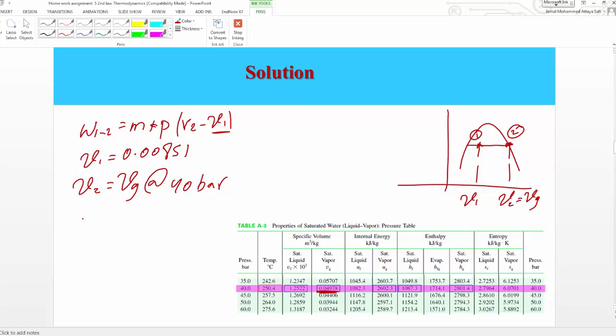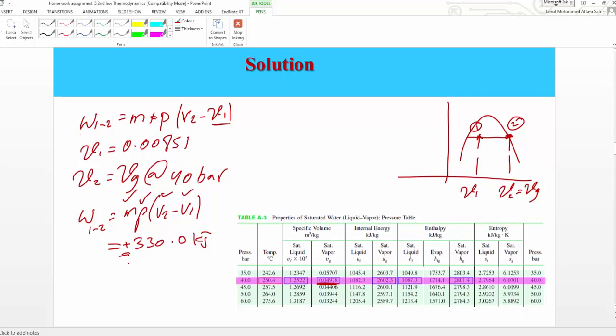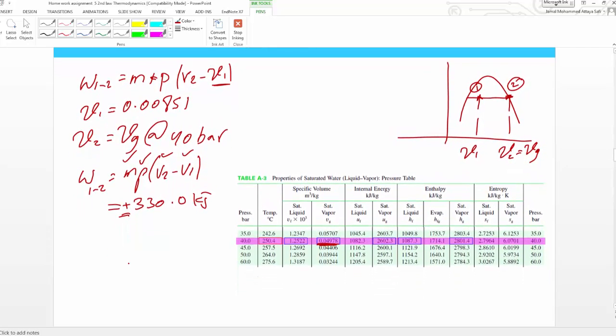And now I know that work from 1 to 2 is m P (V2 minus V1). P I know it's 40 bar, which is 4,000 kilopascal. I also know that this is 2 kilogram, and I know V2 and V1. If you put all the numbers here, you will get work from 1 to 2 is 330 kilojoule. And remember, this is positive. It's expansion work. So the work is done by the system and not on the system.